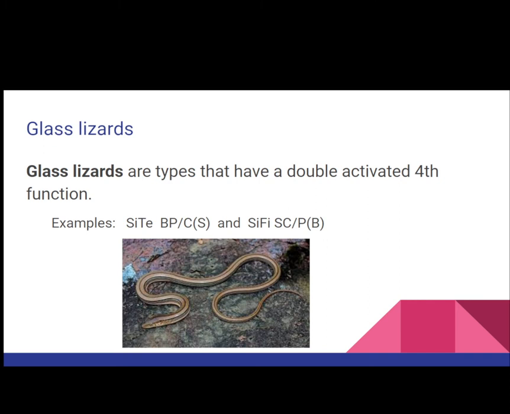Why is it called a glass lizard? Because it looks like a snake, but it's really a lizard. A glass lizard has no legs, so you may not think it's a lizard, but it is. It looks like a snake. And that's exactly what you see with glass lizard types. They might look like another Myers-Briggs type.